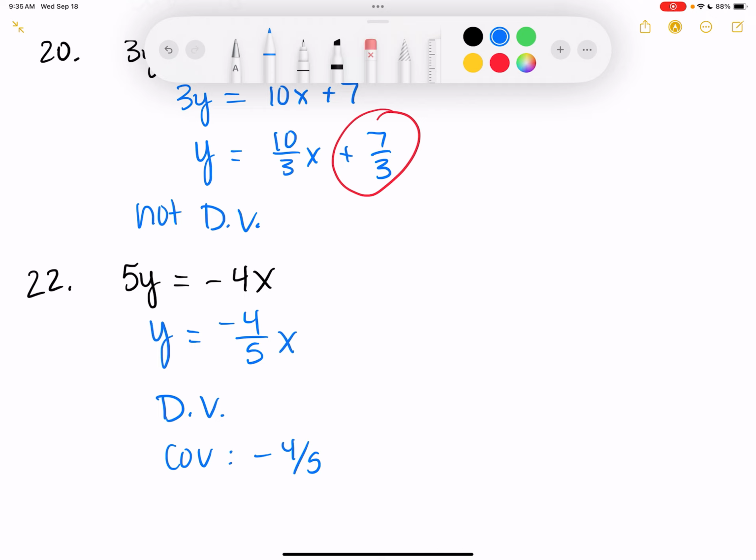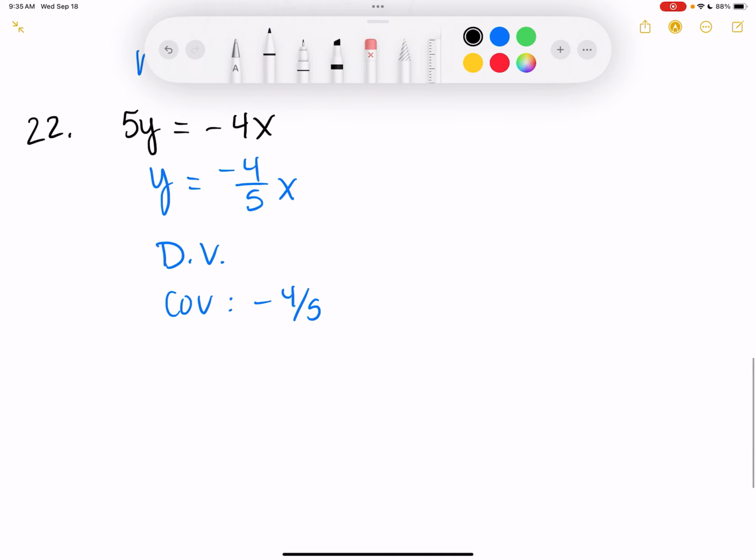but yet people still always get it wrong. I don't understand, but it happens, so I'm just warning you. Make sure you understand how to tell if it's direct variation or not. It's not that difficult. Is input x? Yes. Okay. I forgot to put who's input and output on the quiz.